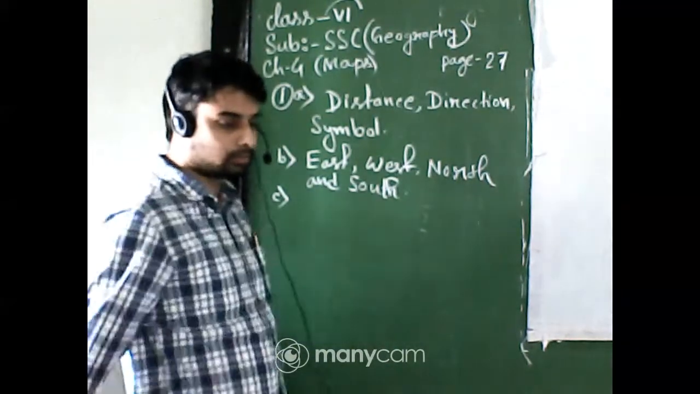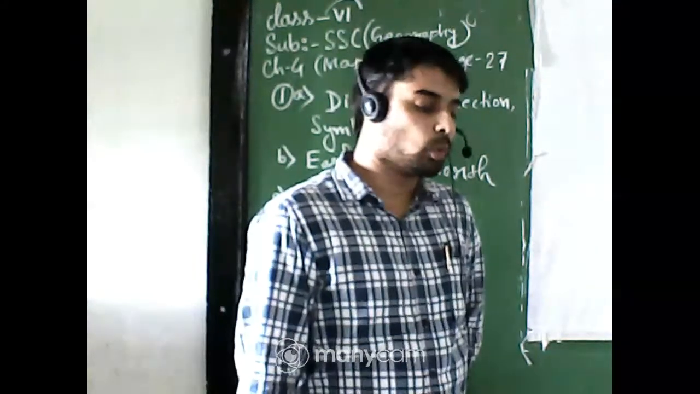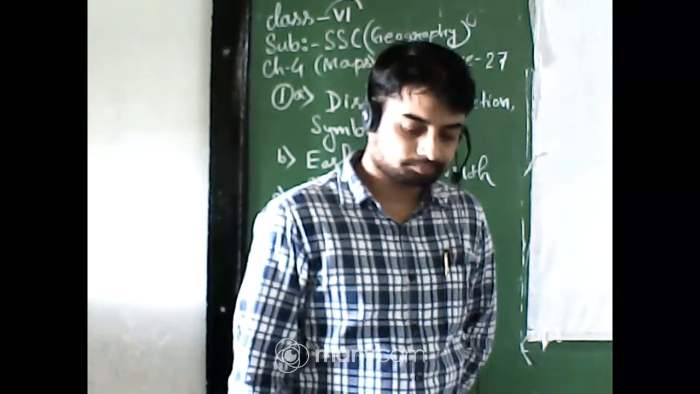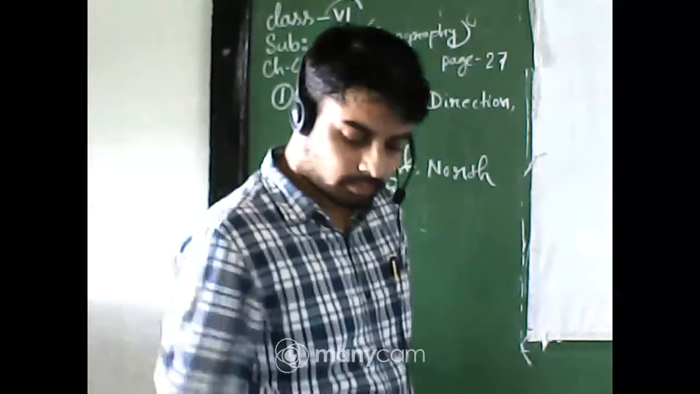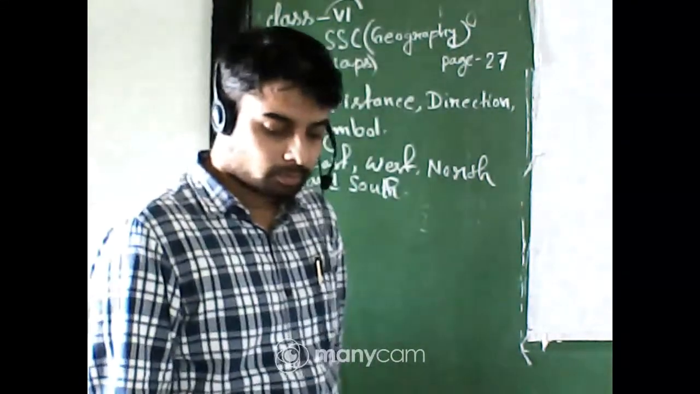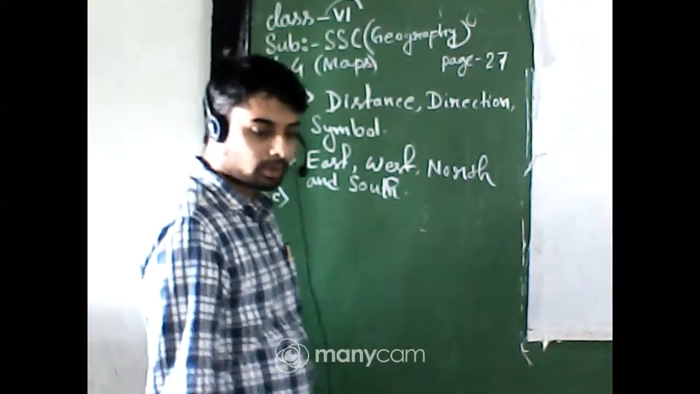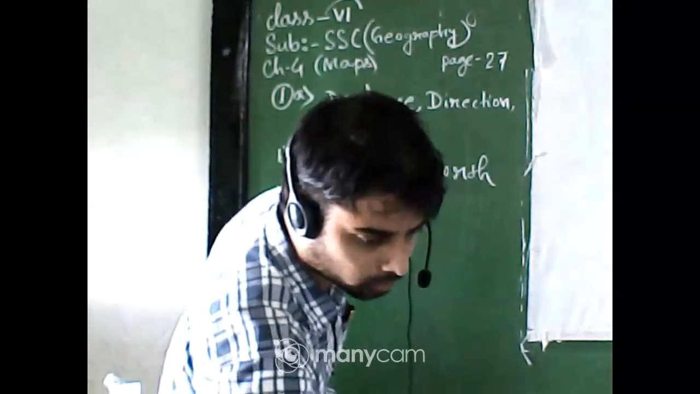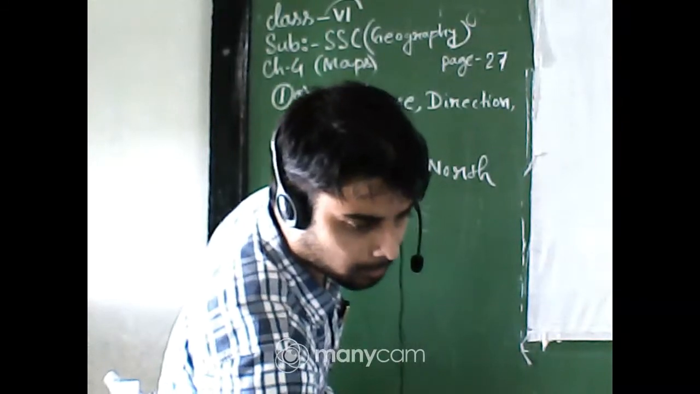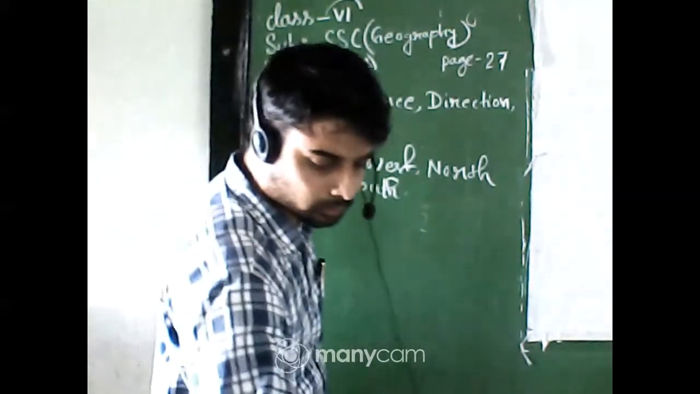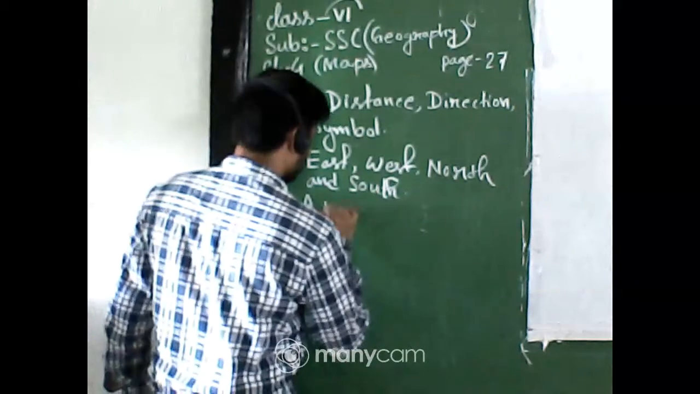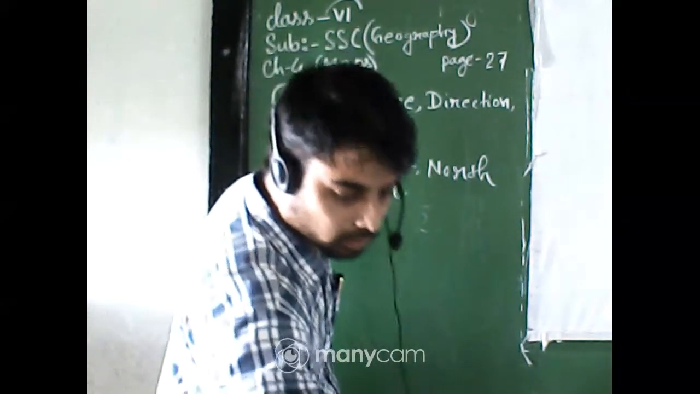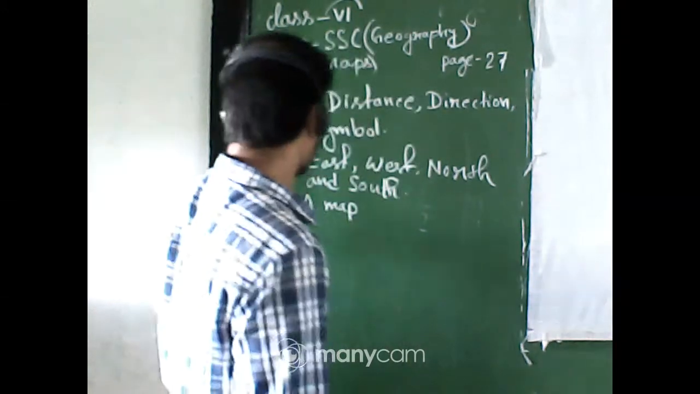Okay, so now question number C. So what is question C? What do you mean by the term the scale of the map? Okay, so again start writing. I'm writing this answer totally on the board, so no problem. A map can be, sorry, it is a scale.